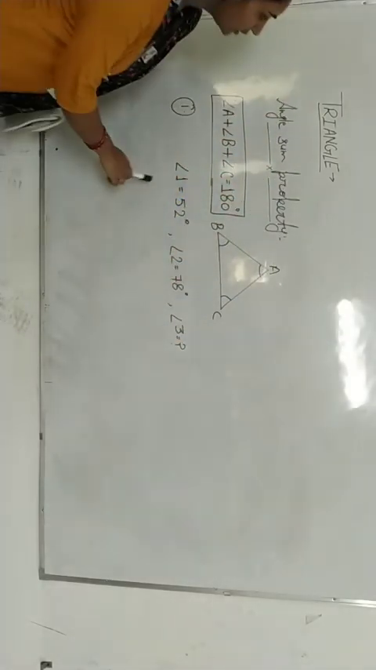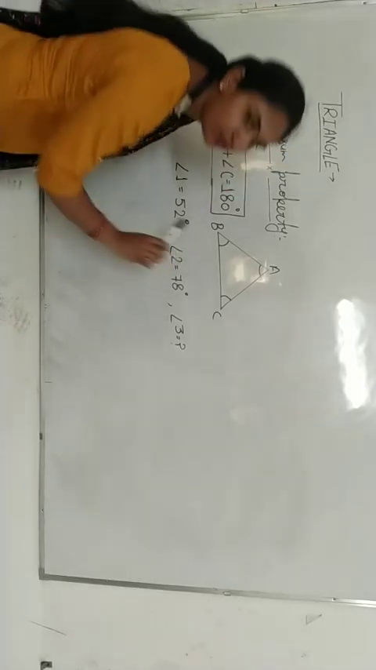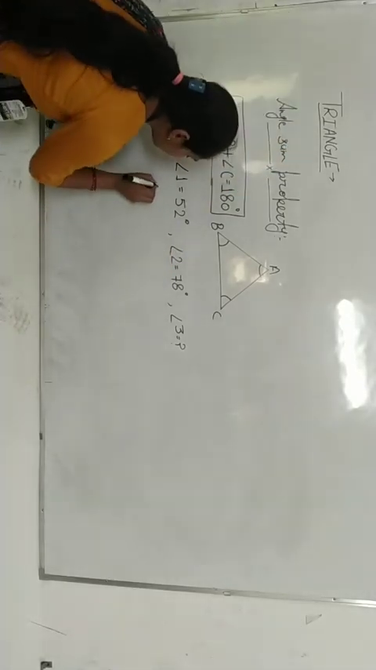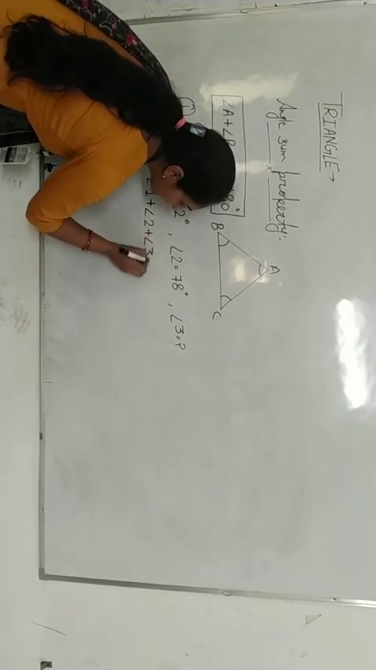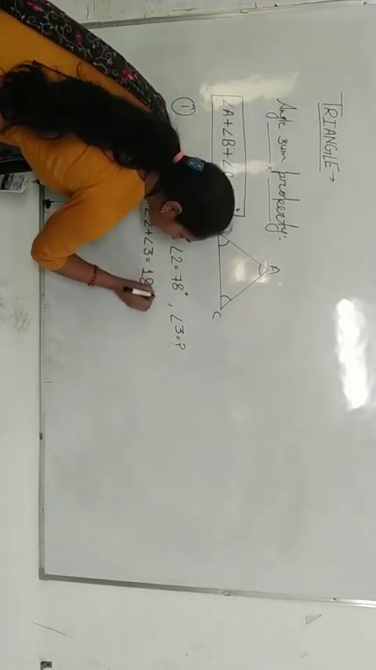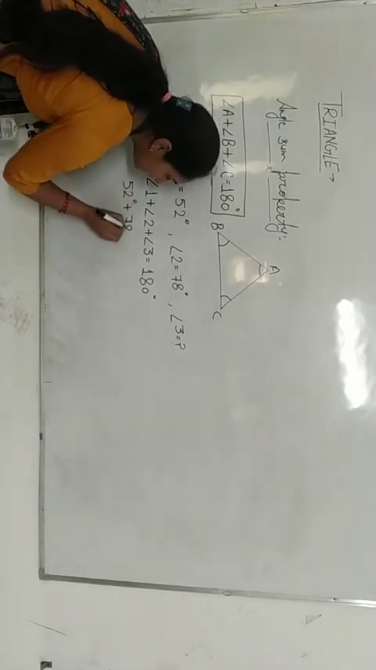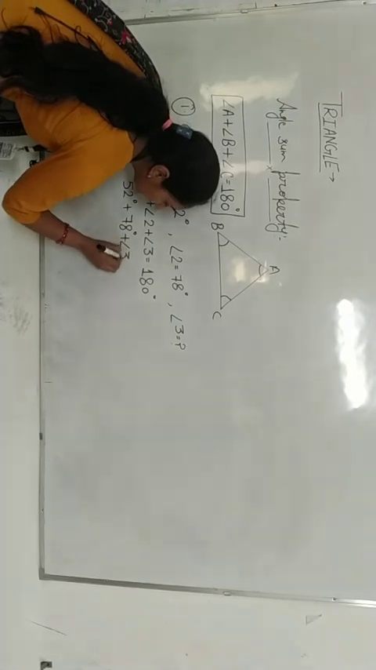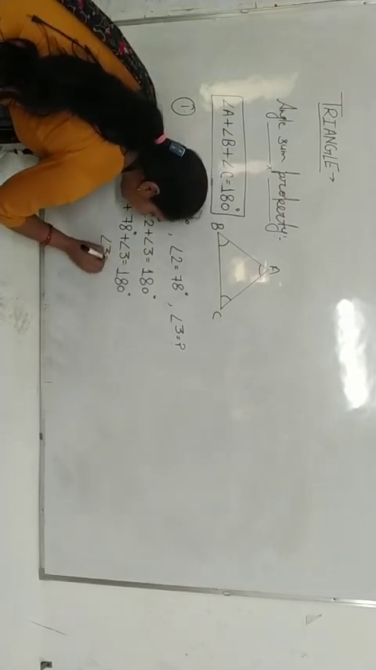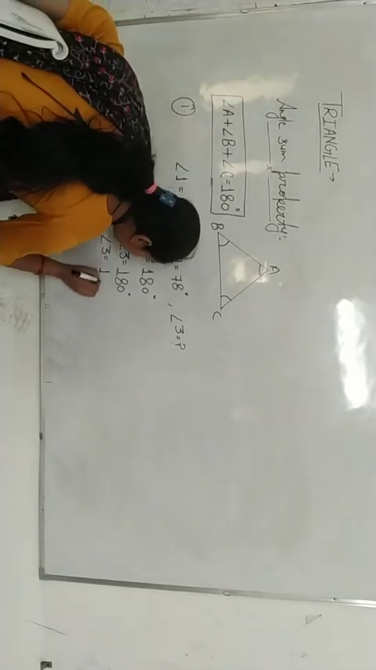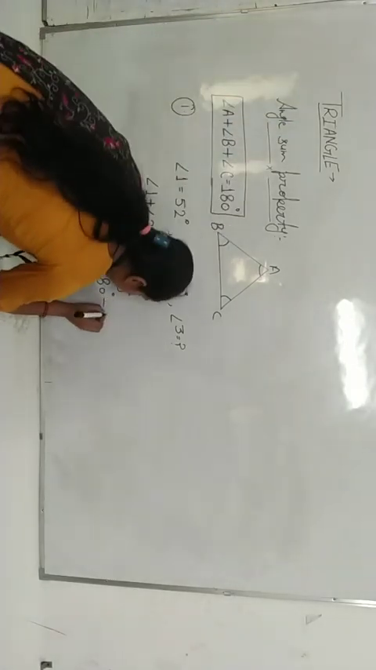In this question, we will use the angle sum property. According to this property, the sum of all angles of a triangle should be equal to 180 degrees. So the sum of angle 1, angle 2 and angle 3 should be equal to 180 degrees. Angle 1 is 52 degrees, angle 2 is 78 degrees, and the third angle we have to find out. The third angle will be 180 degrees minus the sum of 52 and 78.